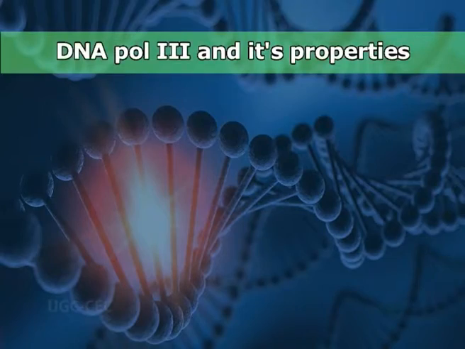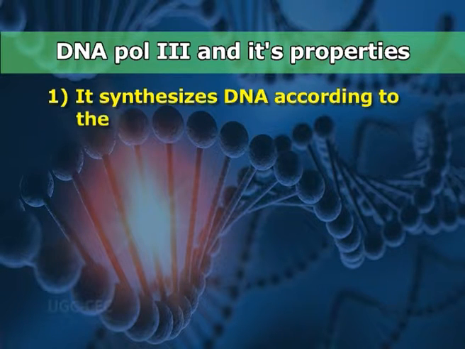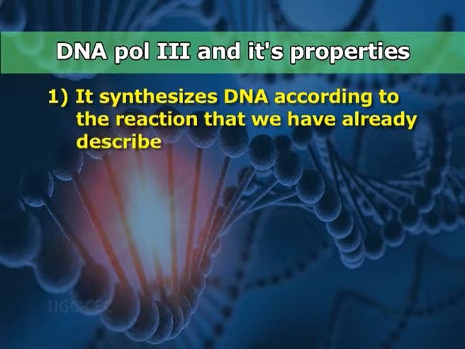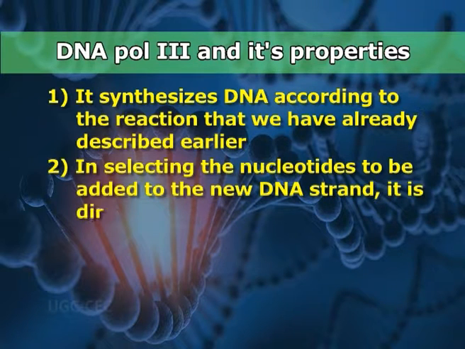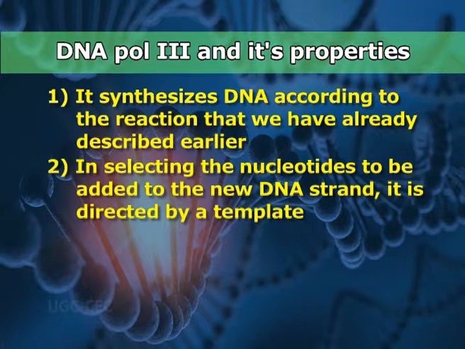Till today, 3 more such enzymes have been discovered in E. coli, and so the E. coli list of DNA polymerizing enzymes contains a set of 5. The most important of these is DNA pol 3, and it has the following properties. It synthesizes DNA according to the reaction that we have already described earlier. In selecting the nucleotides to be added to the new DNA strand, it is directed by a template.